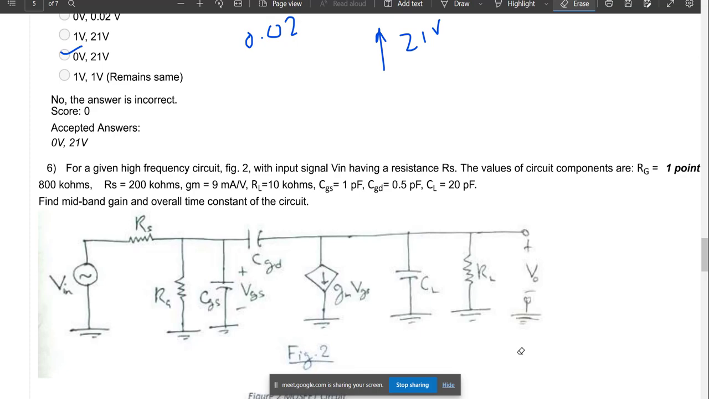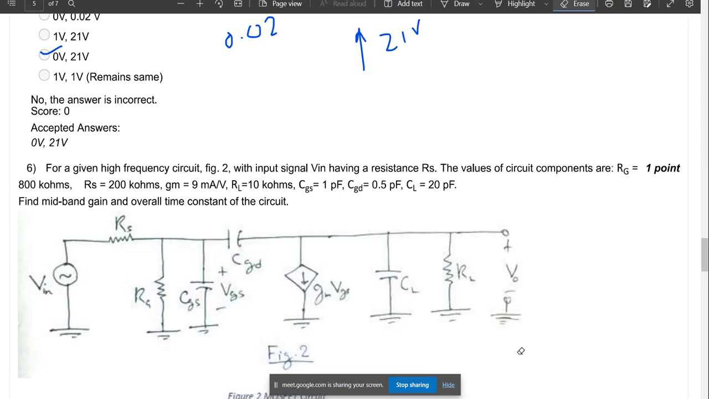Try to solve this question. For a given high frequency circuit, figure 2, with input signal V in having resistance Rs, the values of the circuit's components are Rg equals 800 kilo ohms, Rs equals 200 kilo ohms, Gm equals 9 milliamperes per volt, RL equals 10 kilo ohms, CGS equals 1 picofarad, CGD equals 0.5 picofarads, CL equals 20 picofarads. Now it's asked to find the mid band gain.